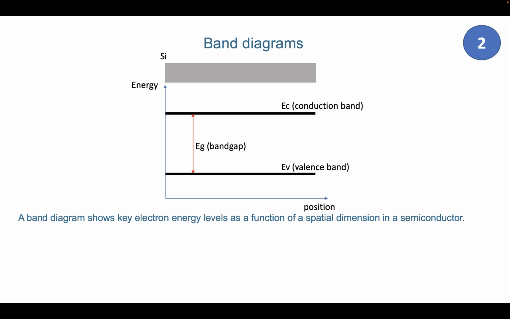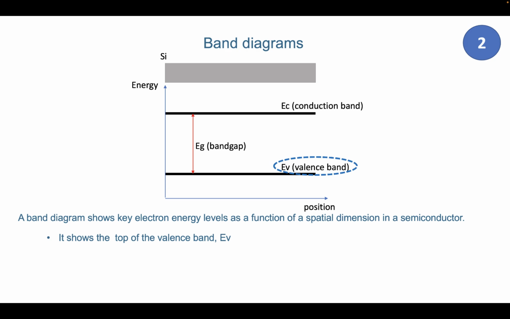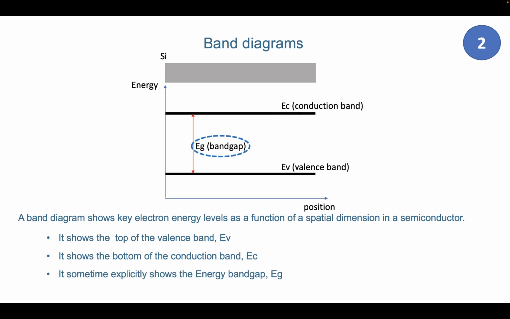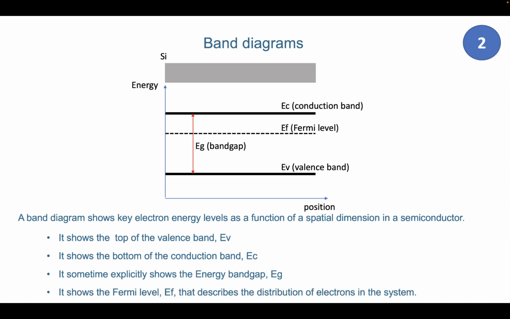A band diagram shows key electron energy levels as a function of a spatial dimension in a semiconductor. So your horizontal axis is either the thickness or the width or the depth of your semiconductor. The band diagram shows the top of the valence band, the bottom of the conduction band, and sometimes it shows explicitly the energy band gap, Eg. It also always contains the Fermi level, a concept that we're going to learn in the course that describes the distribution of electrons in a system.